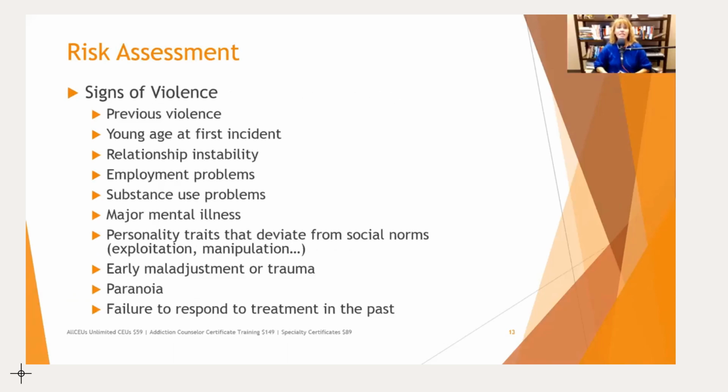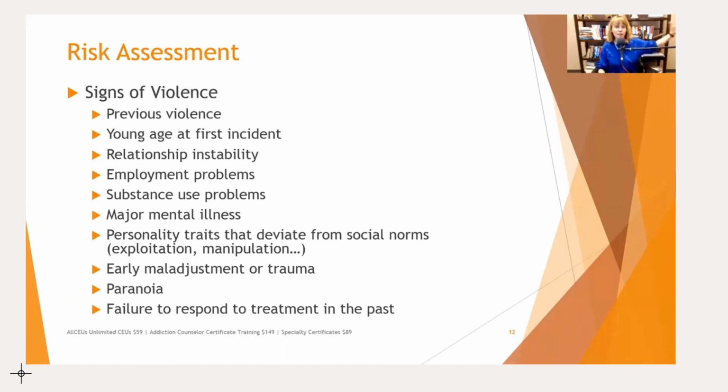Signs of violence. If they have a history of previous violence. Mental illness is not a good predictor of violent behavior, so don't just think that because they have a mental illness, they're going to be violent. No. What we want to look at is previous violent behavior. If they've done it before, they're more likely to do it again. Also, how old they were at the first incident of violence.